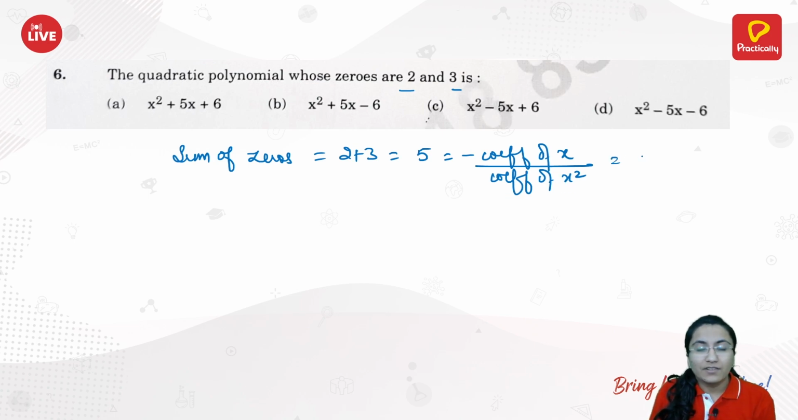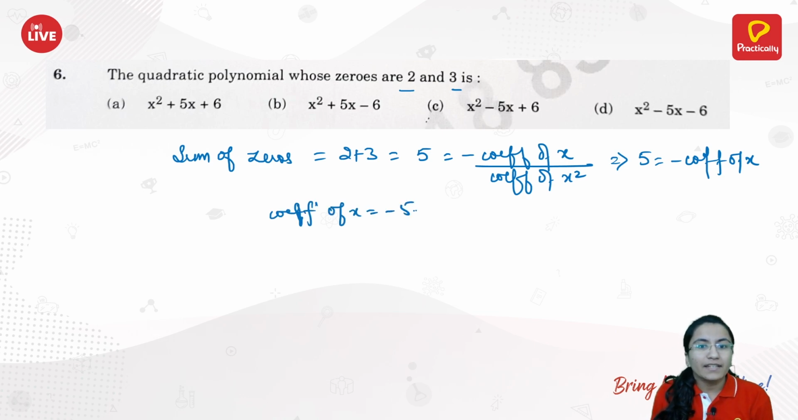So this implies you can input the value of the coefficient of x square as 1, because in each option you have the coefficient of x square as 1. So you get from this 5 is equal to minus of the coefficient of x. So that means the coefficient of x must be minus 5. So that means option A is neglected, option B is neglected. You need to check from options C and D.